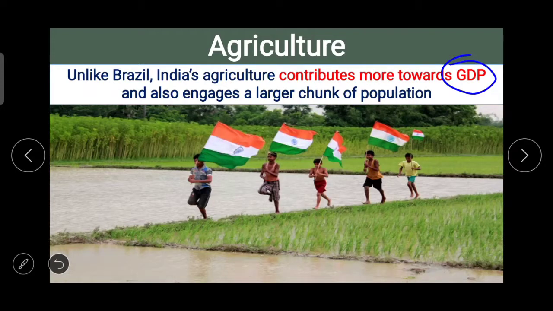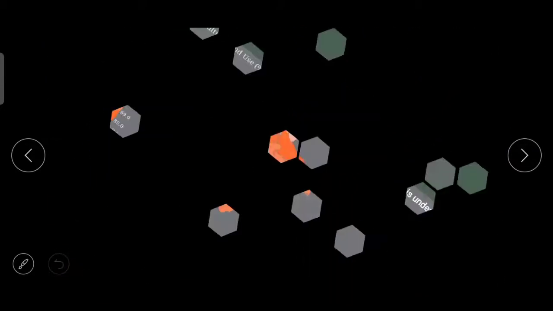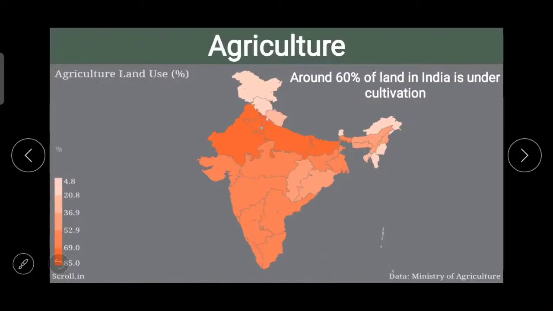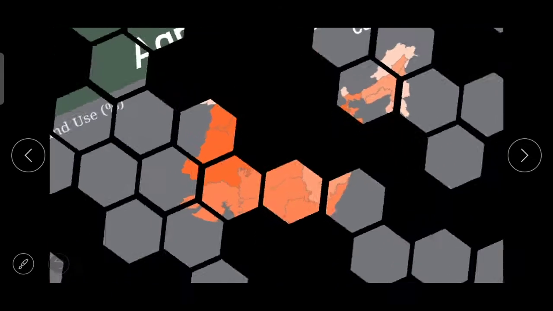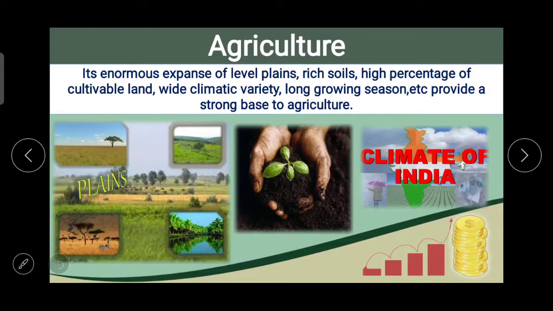If we go through the numbers or the statistics, then one thing we can say is that around 60% of land in India is under cultivation, which means that agriculture in India is practiced on a large scale. Its enormous expanse of level plains, rich soils, high percentage of cultivable land, wide climatic variety, long growing seasons, etc. provide a strong base to agriculture.